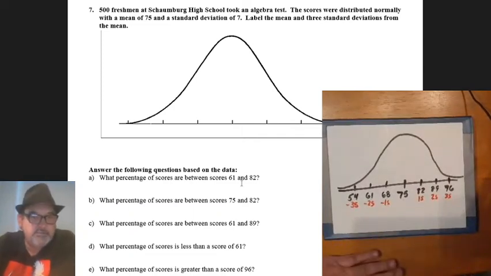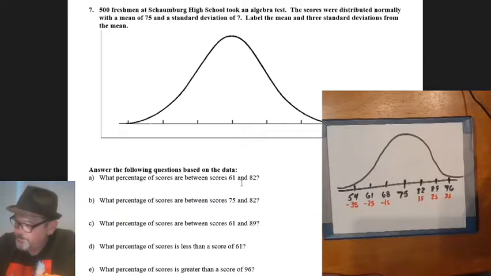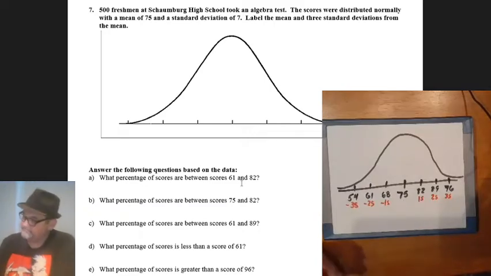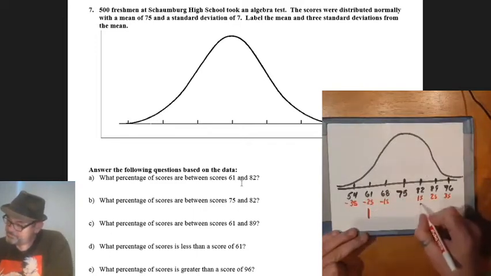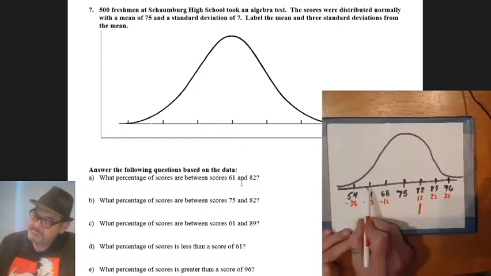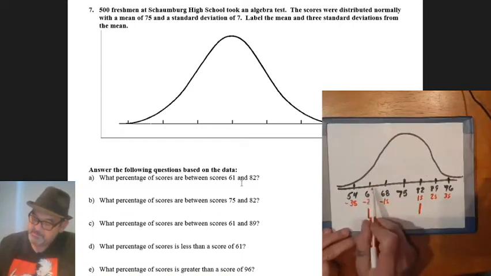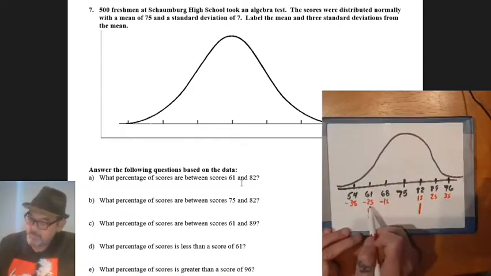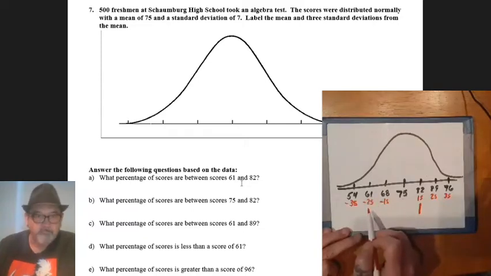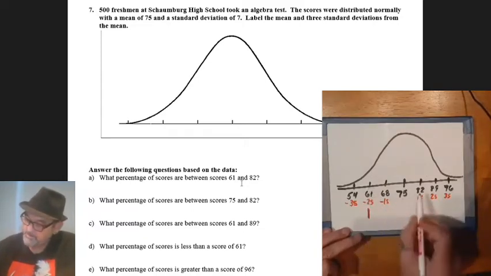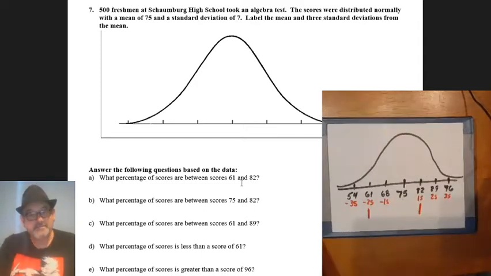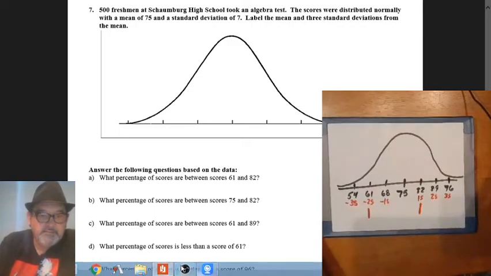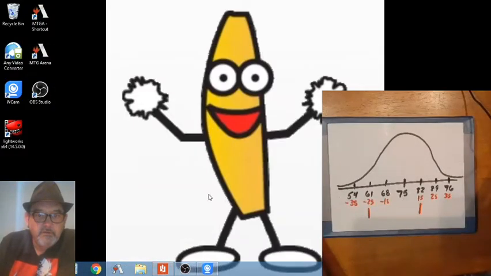Now let's take a look at a question. What percentage of scores are between 61 and 82? So here's 61 right here. Here's 82 right here. So they're asking me the second standard deviation to the left. What's the range between here, or what percentage, I'm sorry, between here and the first standard deviation on the right?